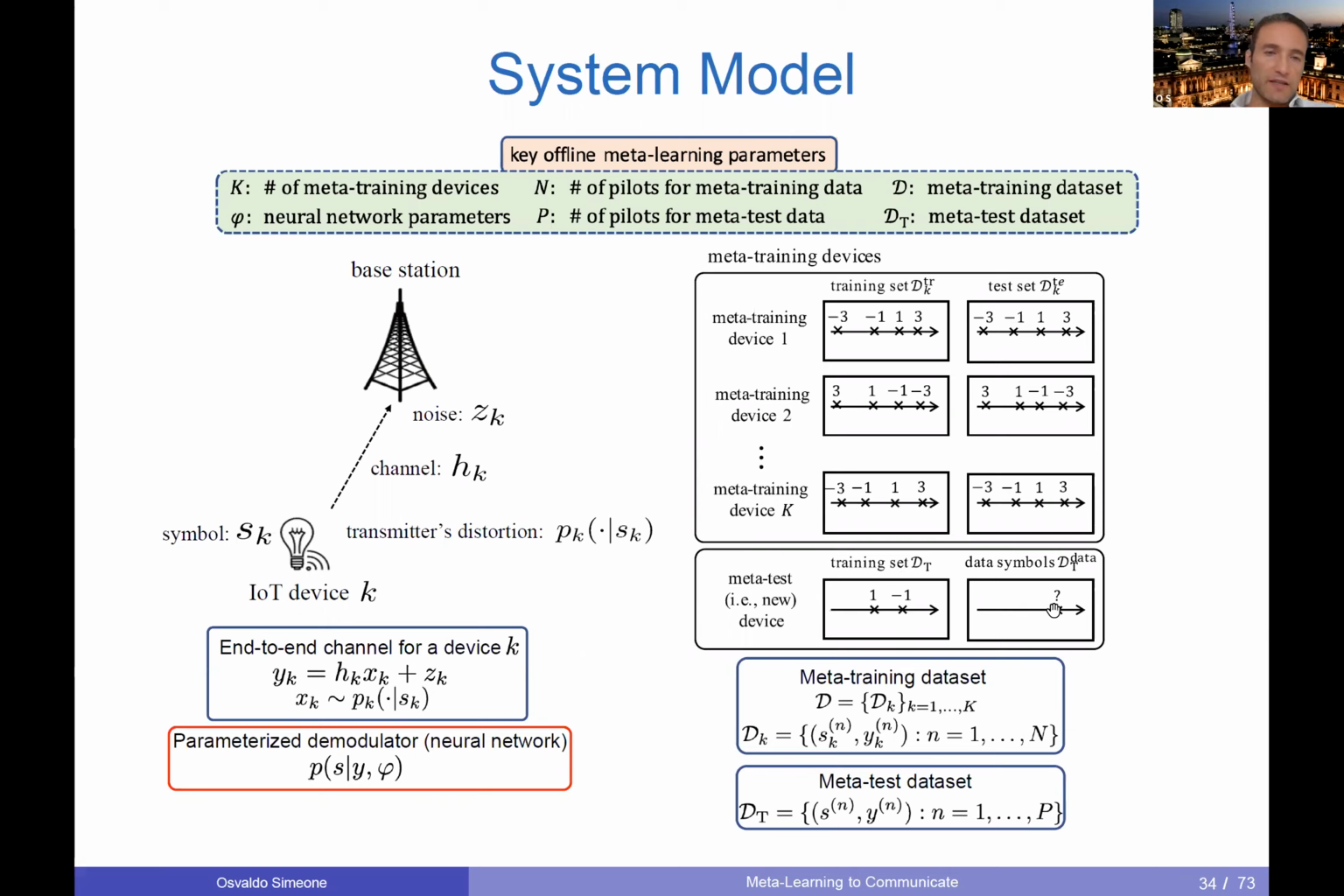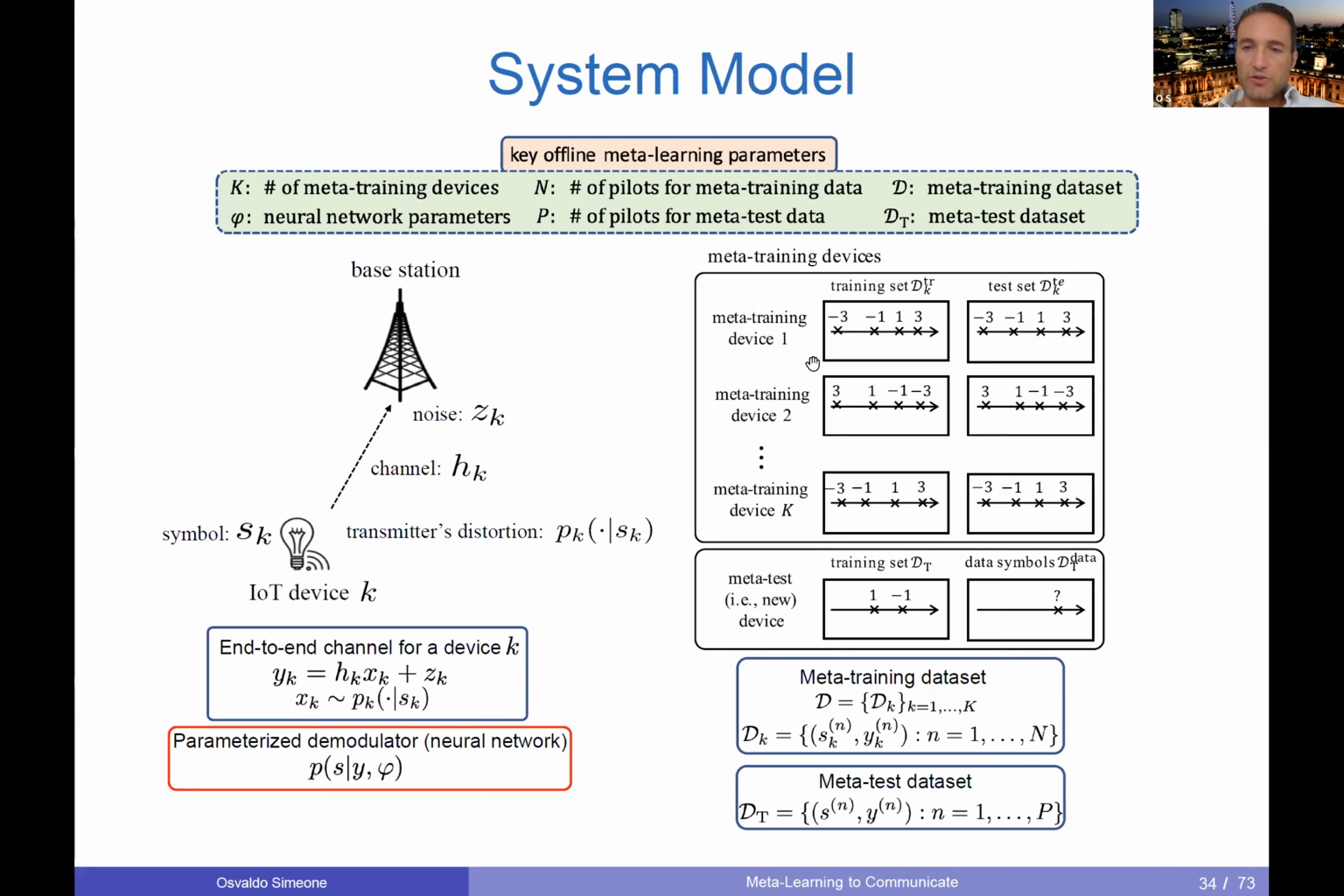So apart from the new device that we observe at deployment time, prior to deployment, we have observed pilots from other devices, right? Which we call meta-training devices here. I think this is very natural. So we have observed symbols received from other devices that are similar to the devices that we will encounter during deployment. And for each one of them, we have a data set of pilots S and received signal Y.